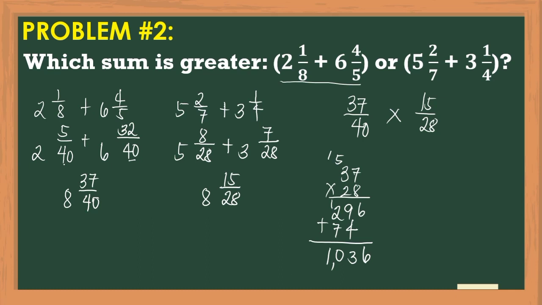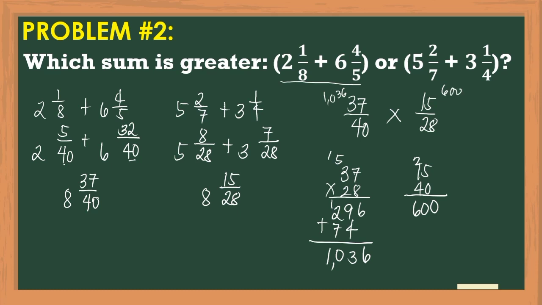And then, we multiply 15 and 40. So, 0. And then, 5 times 4, that is 20. Carry 2. 1 times 4, that is 4, plus 2, 600. So, upon multiplying, ang sagot po is 600. Ang lagay lang po natin dito yung product, 1,036, tsaka 600.